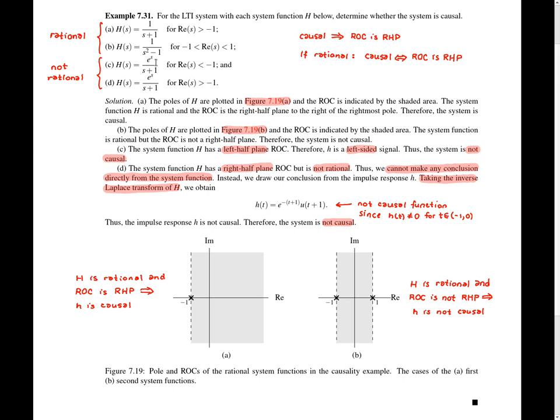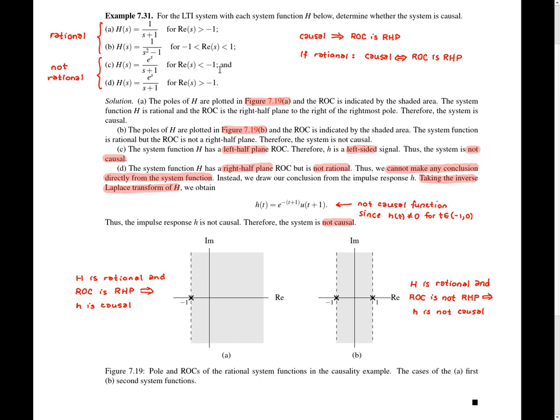Thus, all we can say is that in order for the system to be causal, the region of convergence of big H would need to be either a right half plane or the entire complex plane. We can see, however, that the region of convergence of big H is this particular set here. In other words, the real part of s is less than -1, which is a left half plane. Therefore, the system in part C is not causal.